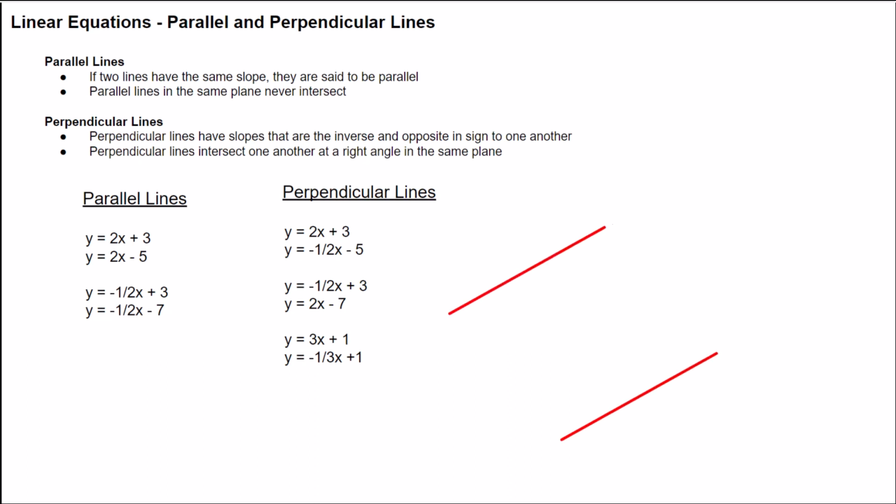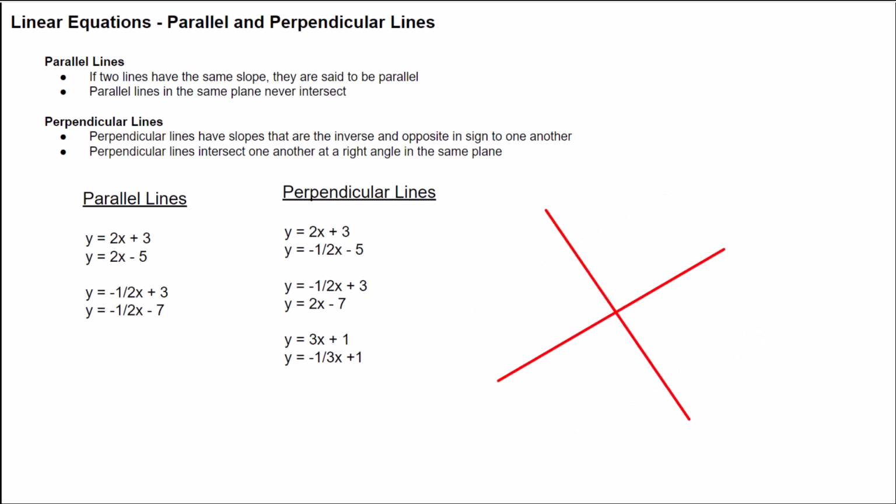Parallel lines run side by side. Think of two lanes on a straight highway. They're parallel. Perpendicular lines cross each other at a 90-degree angle or square angle. Let's define them a little more mathematically.